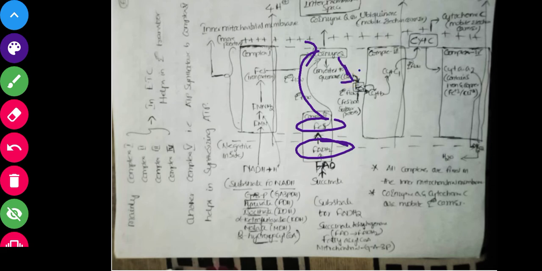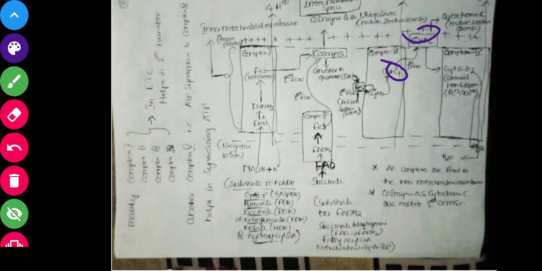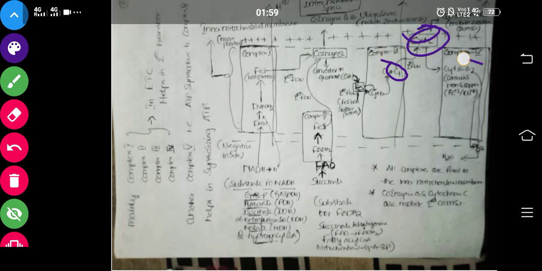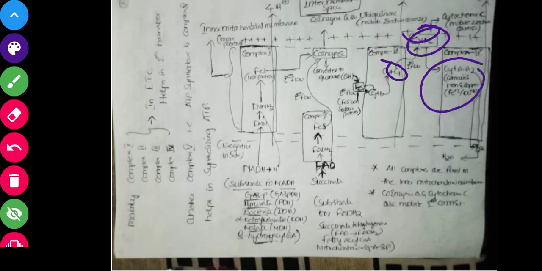Coenzyme Q to phenol, and from phenol to iron sulfur protein. From here it will enter into complex 3, that is cytochrome B and cytochrome C1. Then finally cytochrome C. From cytochrome C, it will go to cytochrome A, A3. Finally, oxygen. So this is how the electrons are flowing.